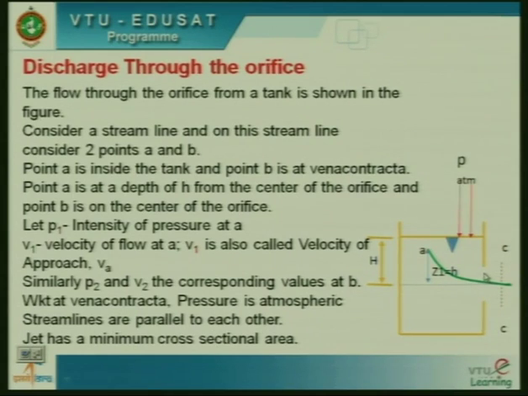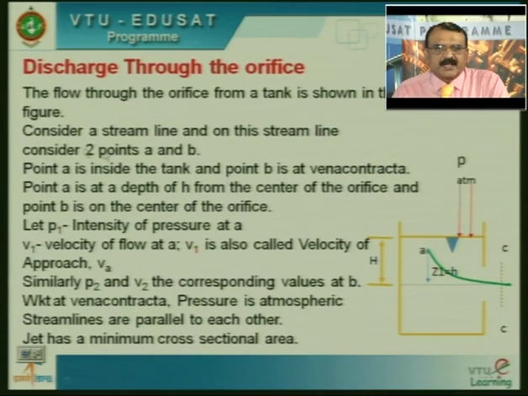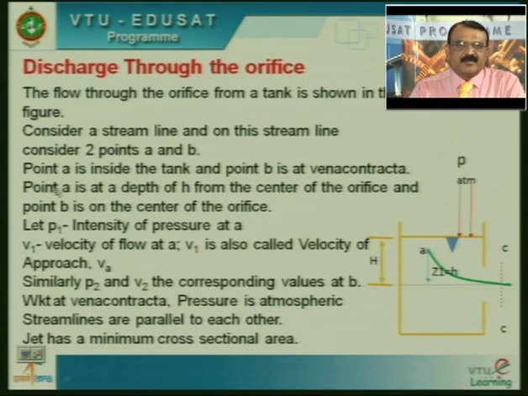With these basics, let us consider an orifice fitted to the side of a tank, as shown in the figure. I consider a streamline inside the tank, and I consider 2 points, point A here, and this I call B. Unfortunately, it is missed here. Kindly note down that at the vena contracta, the point on the streamline I considered is B. So that's what I mentioned here. Consider 2 points A and B. Point A is inside the tank, and point B is at the vena contracta.